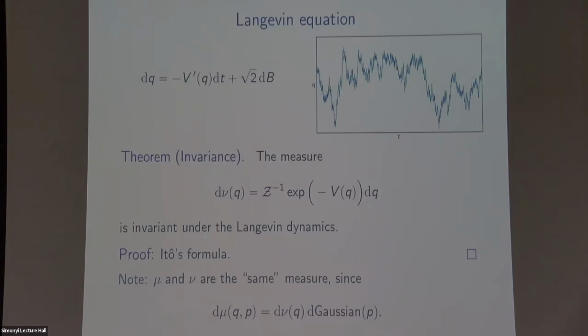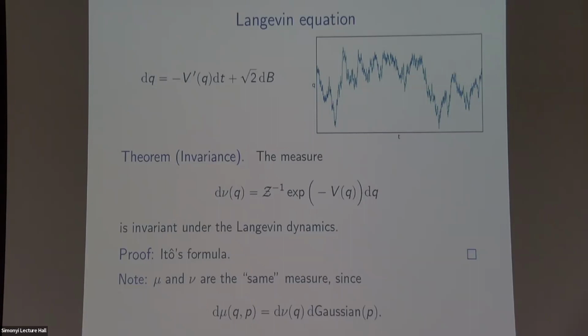We now have these two different measures: the Gibbs measure and this measure nu. This one is on R^2 and this one is on R. But you should really view them as being the same measure. The reason is that the Gibbs measure in Q and P is actually this measure nu in Q and a Gaussian measure in P. And if you think of Gaussian measures as being kind of trivial, then it's the same up to trivialities.